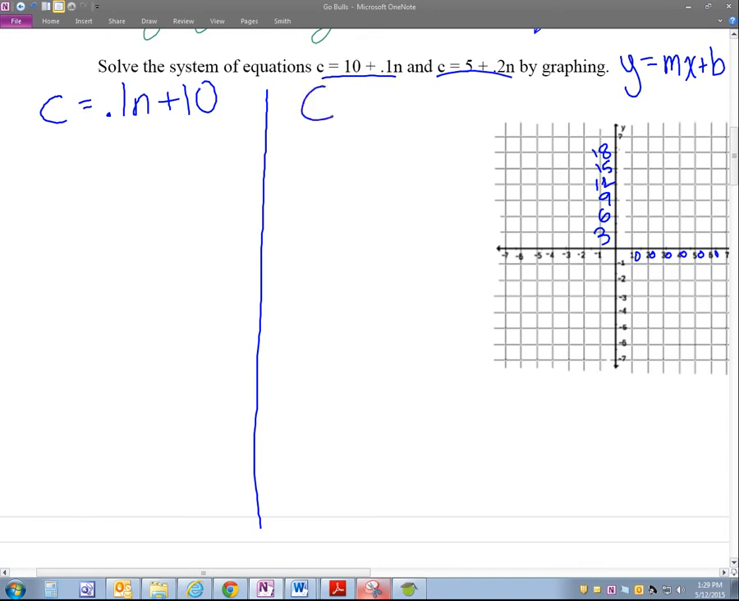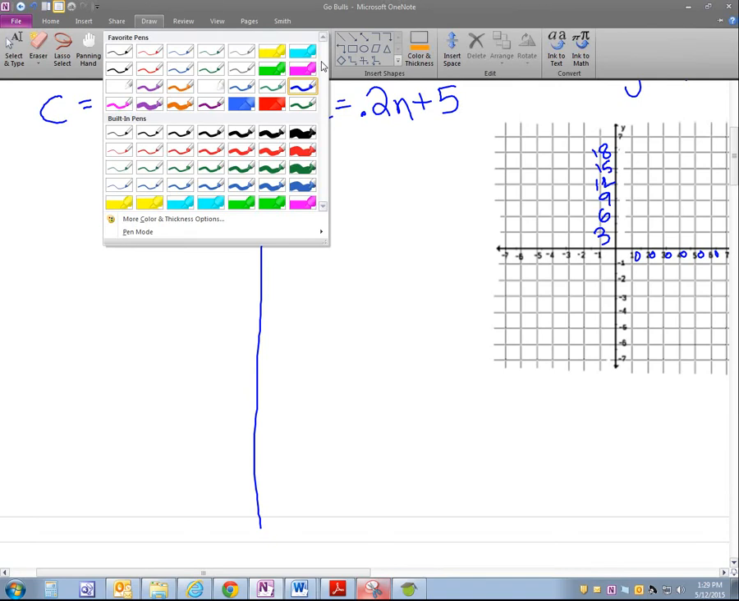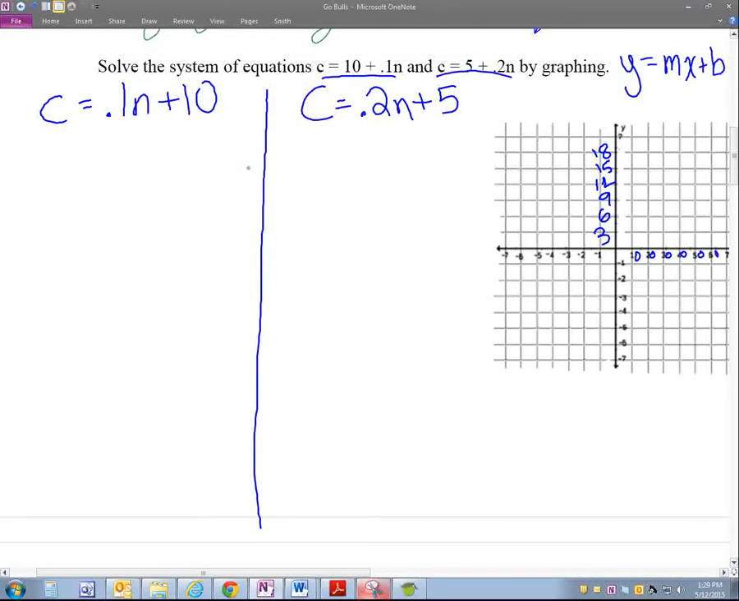Then I'm going to rewrite this one as well: C equals 0.2n plus 5. I'm going to choose ugly, gross green. The next thing I'm going to do is, I don't really like decimals when I'm dealing with rise over run, because I can't really see that 0.1 is a slope. So I'm going to rewrite this so it looks more like a slope.